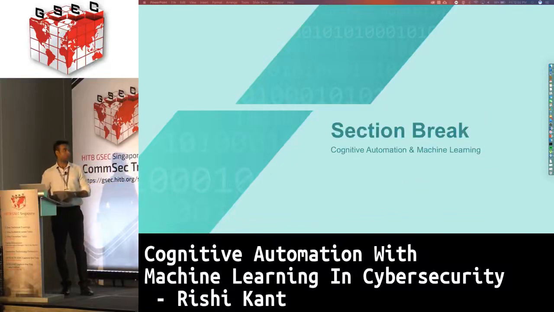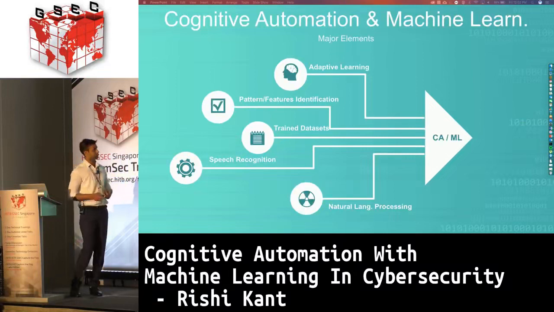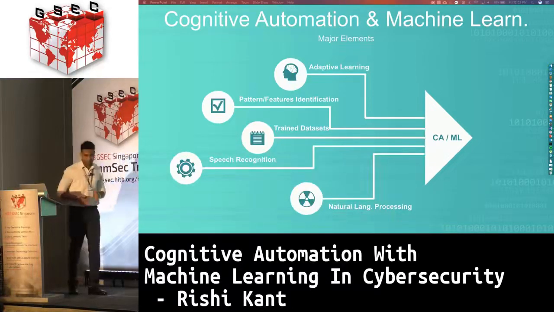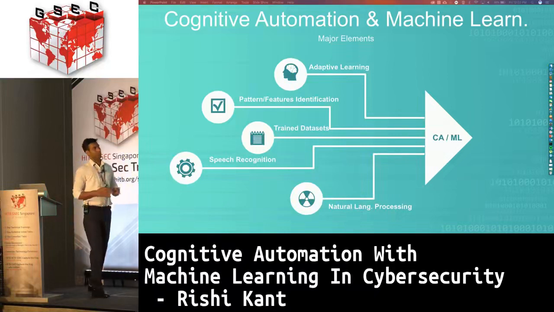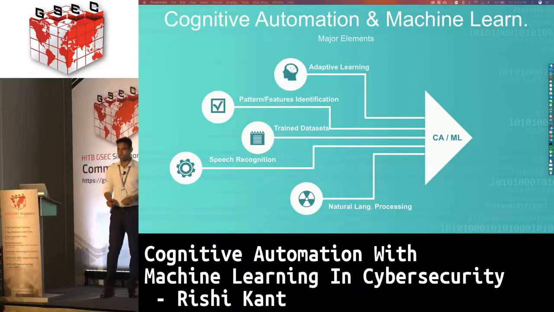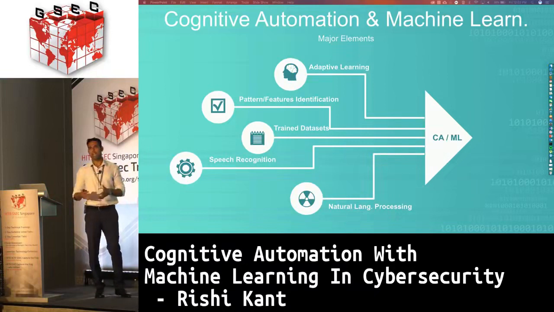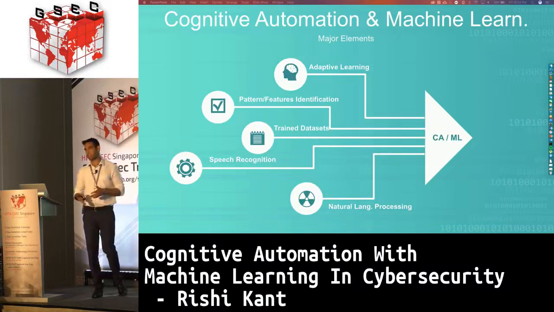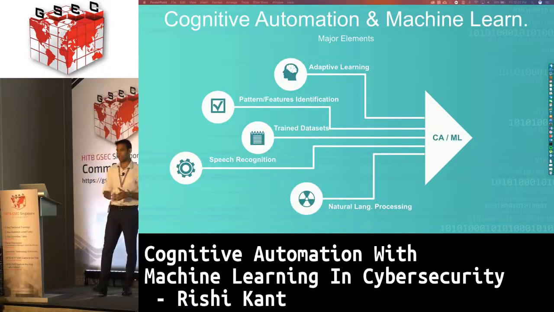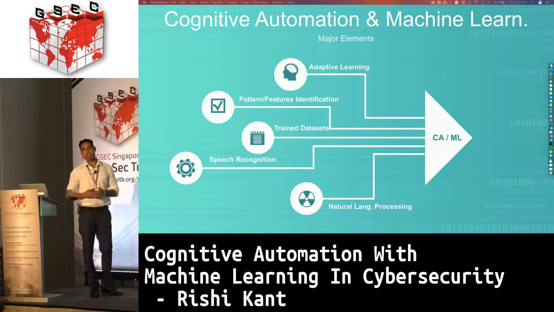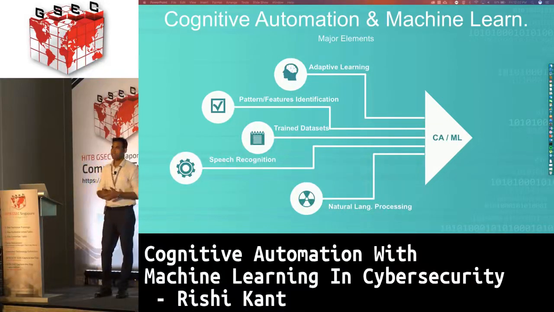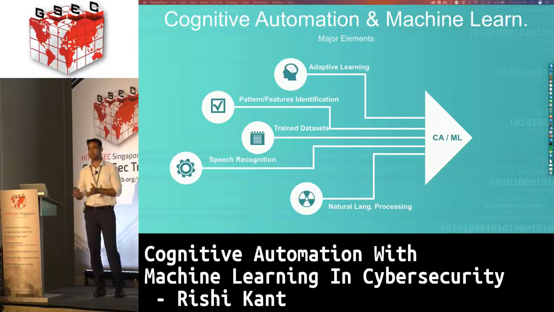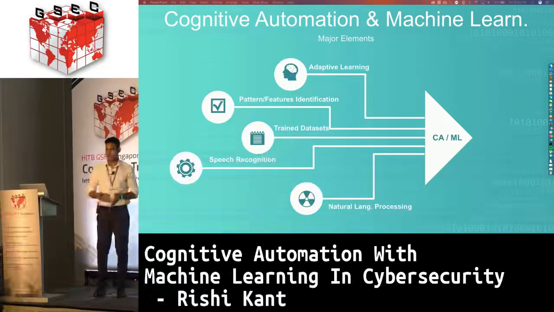So the first section is cognitive automation and machine learning. What are CA and ML? They consist of a lot of scenarios. If I'm talking about adaptive learning, basically we have different types of threats and attacks that we are facing in today's world, and they are all new ones, sometimes zero days. So we need adaptive learning: any machine or environment that can learn from previous experience to protect us and change our IS controls on the basis of previous experience.